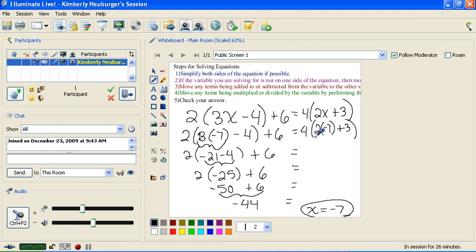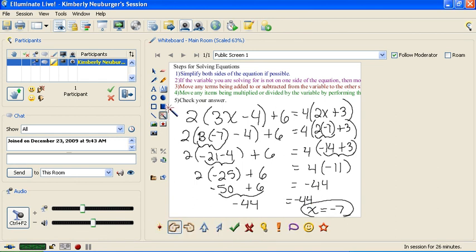So on this other side, the first thing I would do is 2 times negative 7, which is negative 14. And then copy the rest down. Then I need to complete the parentheses and do negative 14 plus 3, excuse me, and that is negative 11. And then I need to multiply the 4 and the negative 11, which is negative 44. And notice that what's on both sides of this equal sign are the same, so this checks out, and we would say that the solution is negative 7.